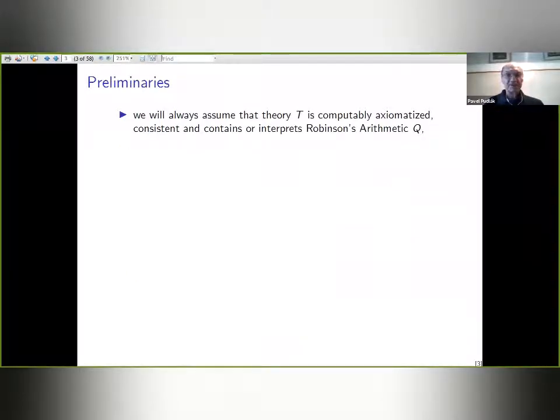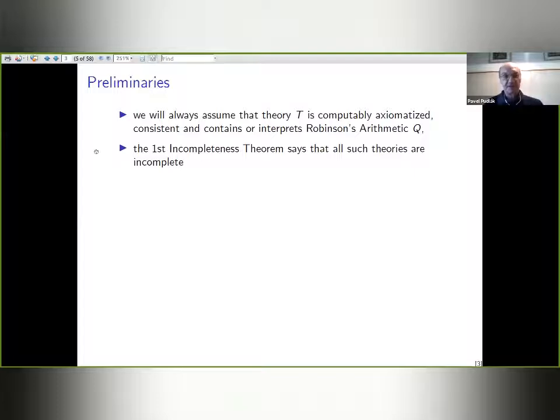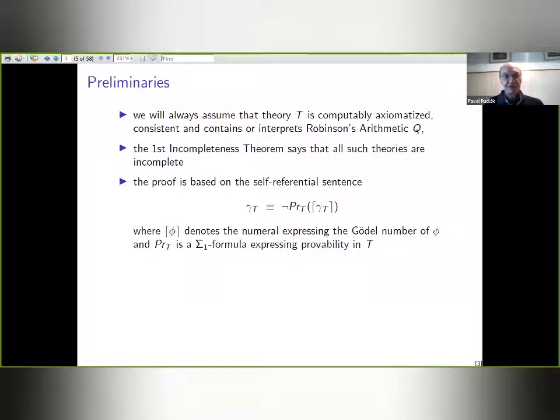I need some preliminaries. I will always assume that T denotes a computably axiomatized, but sometimes even, say, polynomial time axiomatized theory that contains or interprets Robinson's arithmetic Q. Let me recall that the first incompleteness theorem says that all such theories are incomplete. And of course, everybody knows this proof, but I need to show this simple argument here, because it will later be adapted to other situations.